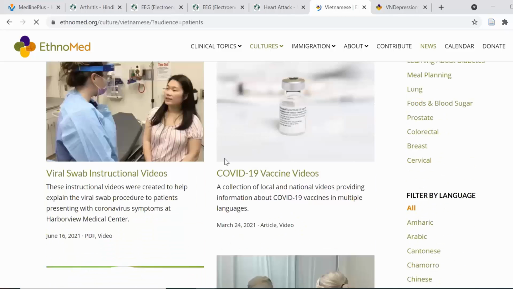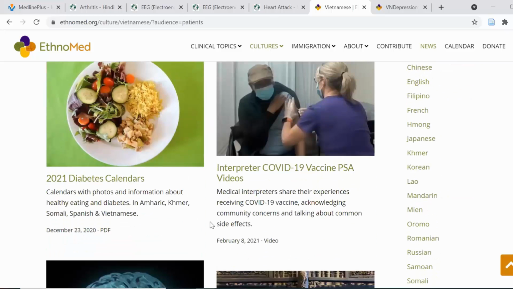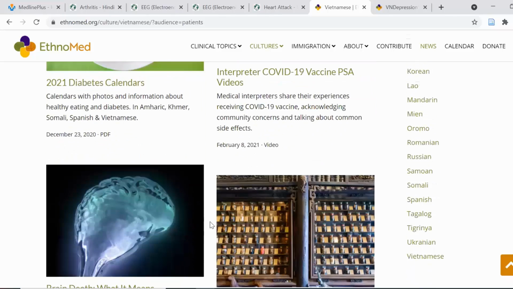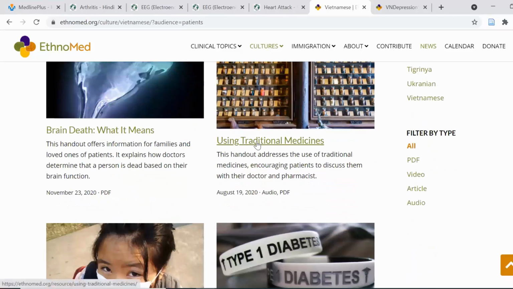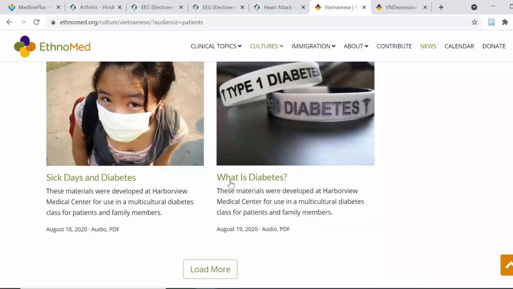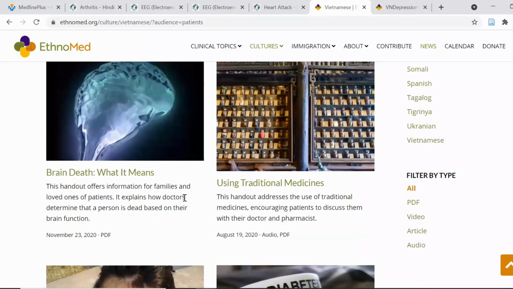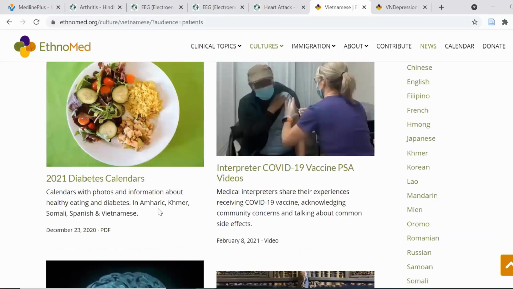But yeah, there's also a whole host of different translated materials, both in video content as well as written materials, on different types of subjects, like traditional medicines, diabetes, if we were being more specific. And it'll tell you what exactly these materials are translated into, like Khmer, which is for Cambodian, Somali, Spanish, Vietnamese, and you can access those.